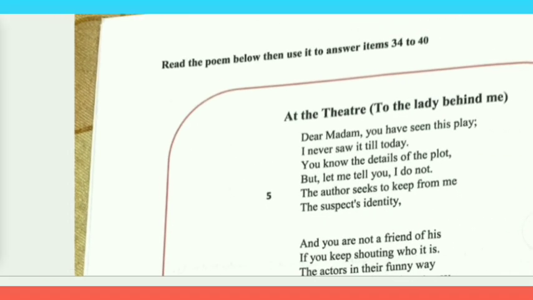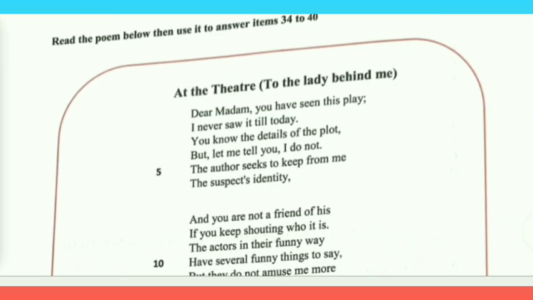Another reading. Read the poem below, then use it to answer items 34 to 40. So we're on the very last leg of it.